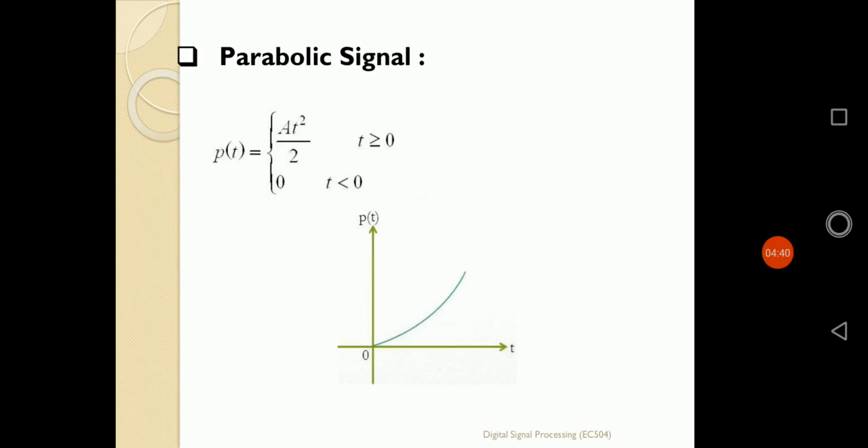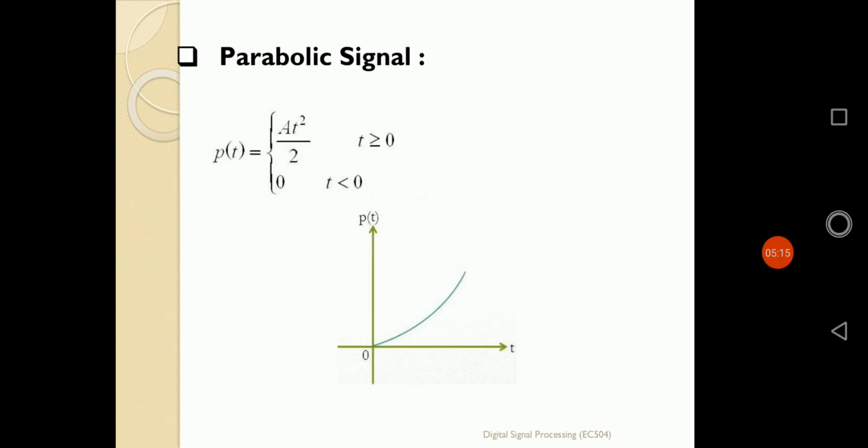Parabolic in nature, that means normally it follows the equation of a parabola. So the parabolic function is normally defined as p(t). Whenever the value of t is greater than or equal to 0, it is defined only for t equals 0 and the right side, or positive values of t. For those values of t, its value is equal to a t square by 2, and if the value of t is less than 0, its value is equal to 0.